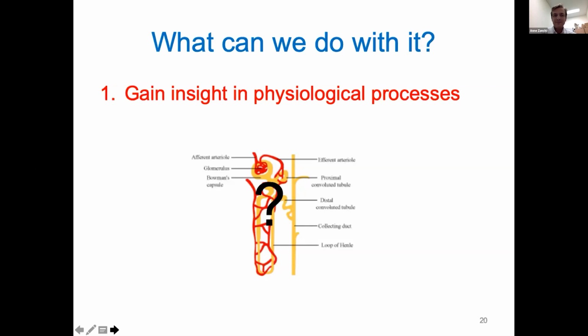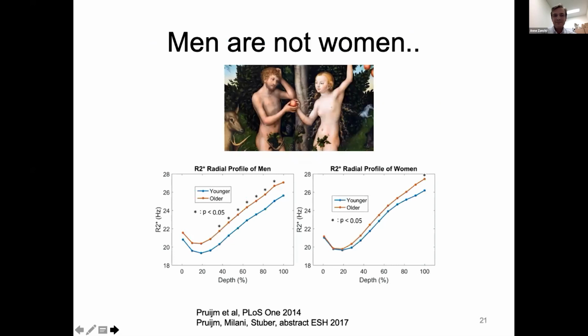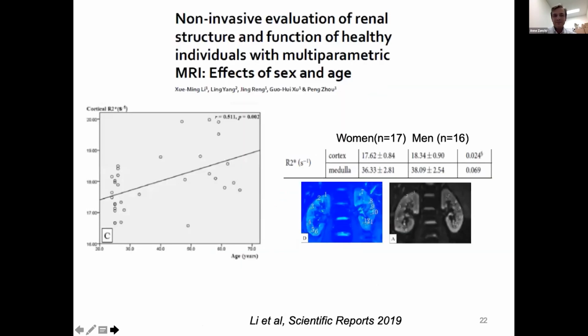Next slide. And I would skip this one, please. Sure. Recently, a Chinese group has shown that aging is not so good for the oxygenation of the kidneys. You could sort of expect this, and the cortical R2 star levels were higher in older participants, suggesting lower oxygenation in older people.